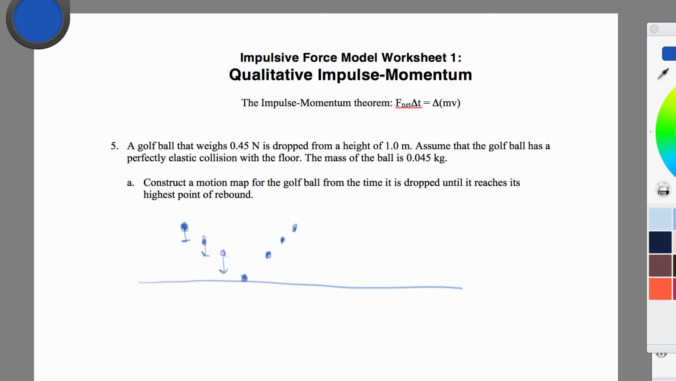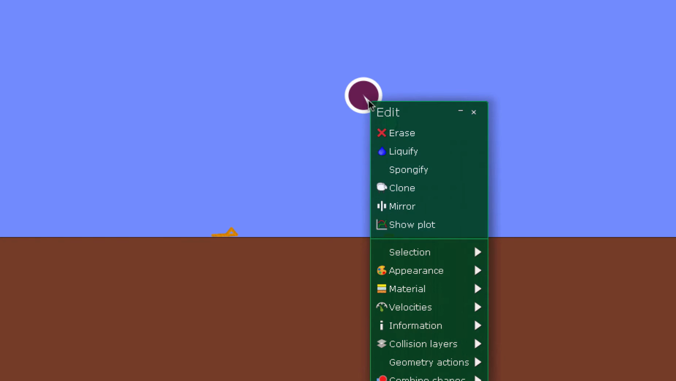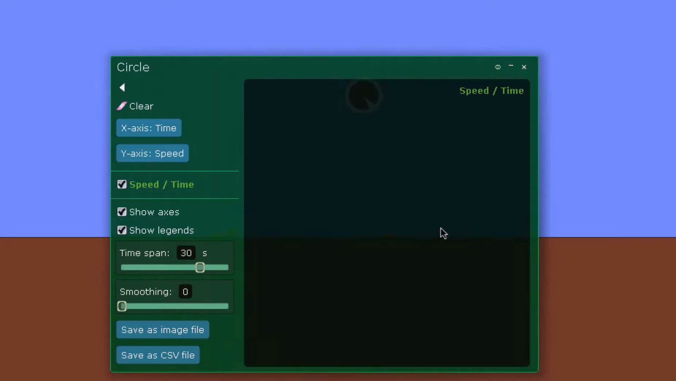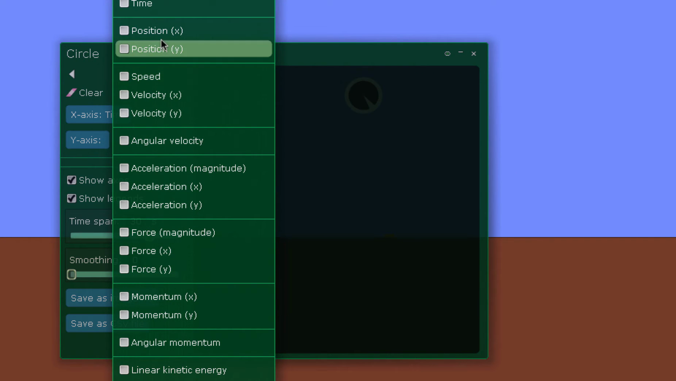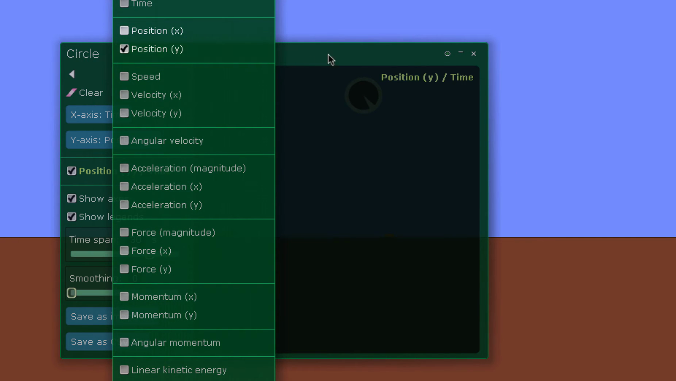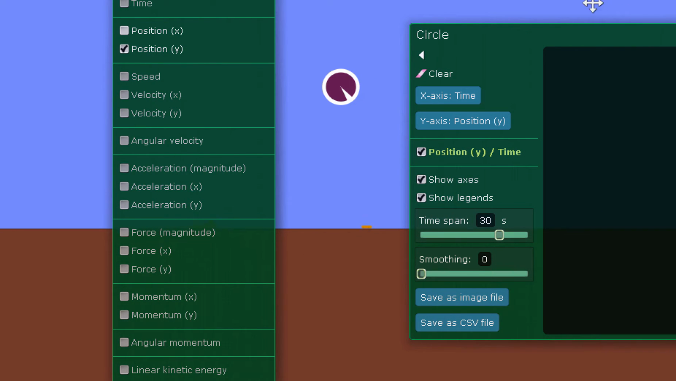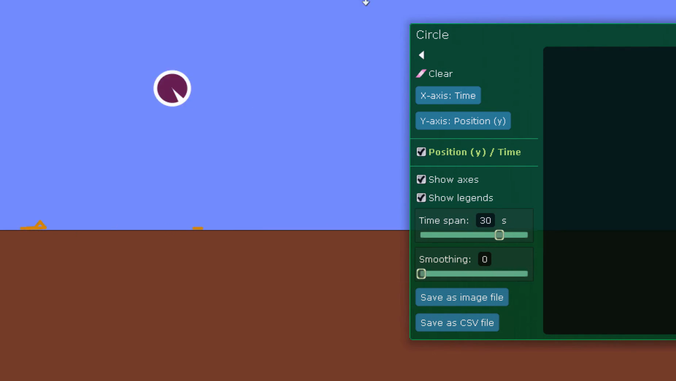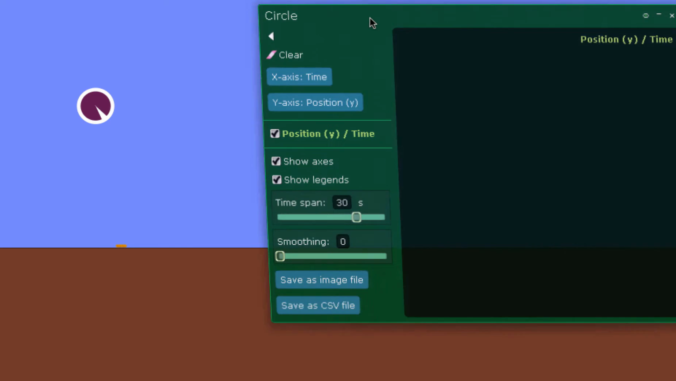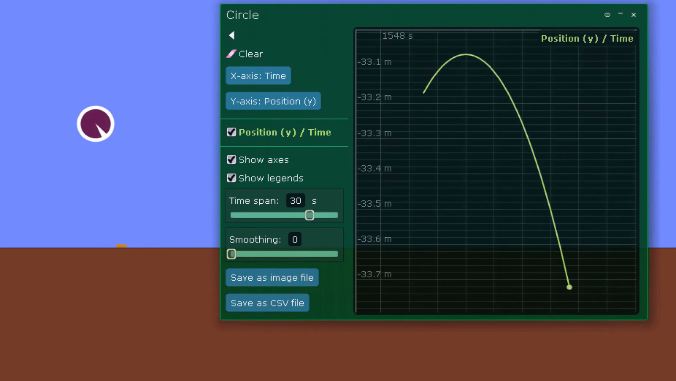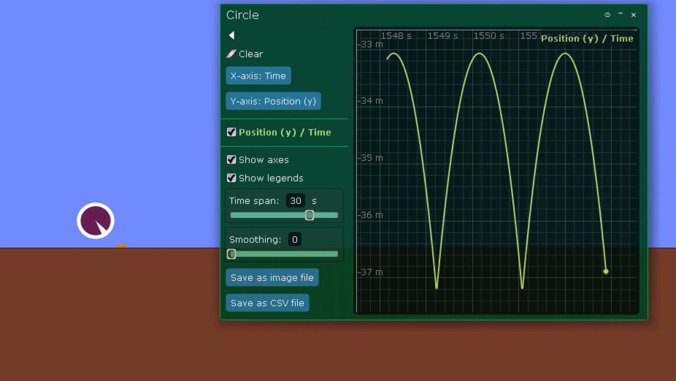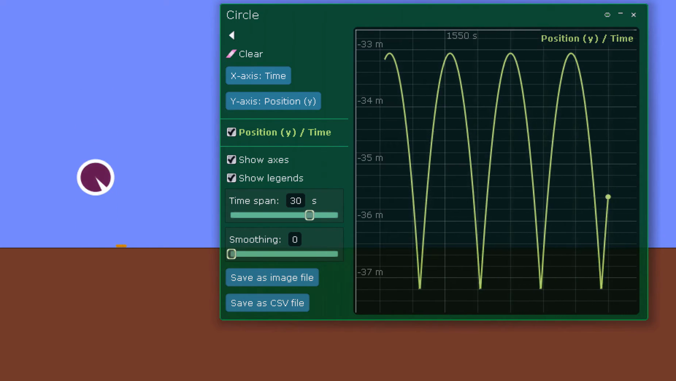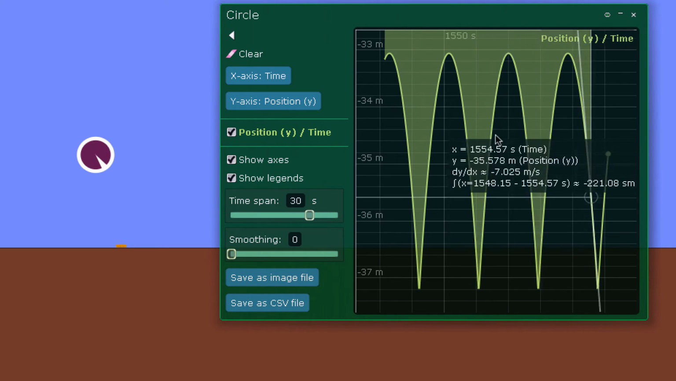Okay. I don't know why I really want us to do that. You could have just drawn a graph. Algodoo can do that too. I right click on it, say show plot. What do I want to see? I want to see not its speed, I want to see its position up and down. That's the Y position. If you didn't know, up and down is Y axis. So bounce, bounce, bounce. That's way more useful than a motion map. Okay.